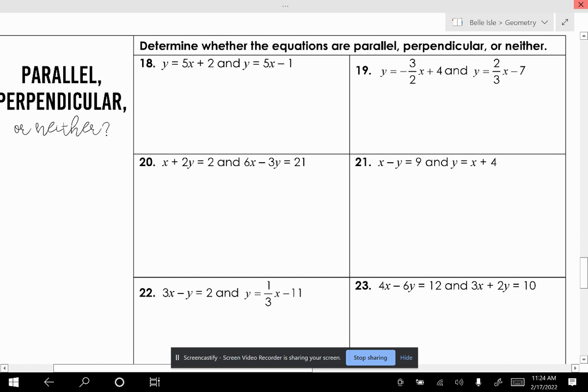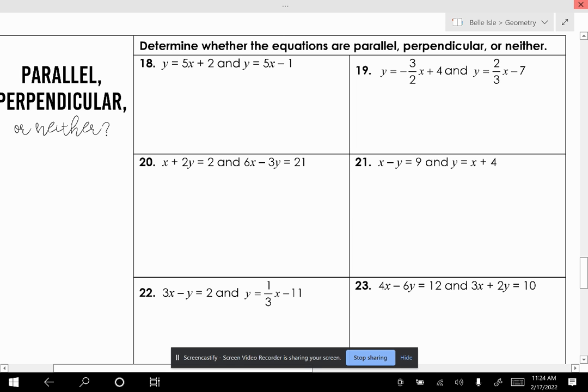The fun part. Now we're bringing in the material that we talked about last class with the parallel lines versus the perpendicular lines. On this section, you're going to be given two forms, slope-intercept form and standard form. You need to find out what the slope is for each equation, and then determine, is it parallel, are they perpendicular, or are they neither?